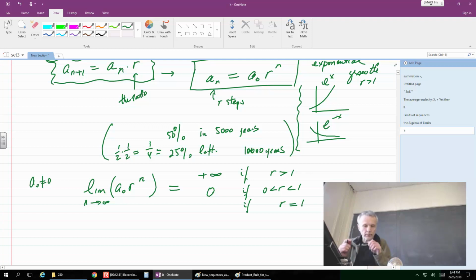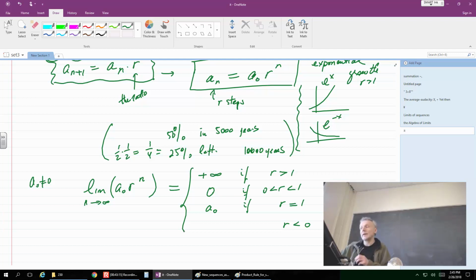What's left is r equal to 1. An extreme case. What would it be? It'd be a naught. That's right, a naught. So there is no change. So it is a constant. And then, okay, what if r is less than 0? So these are the 4 cases. And what if it is less than 0? Negative infinity? No. Think about it. It's negative.